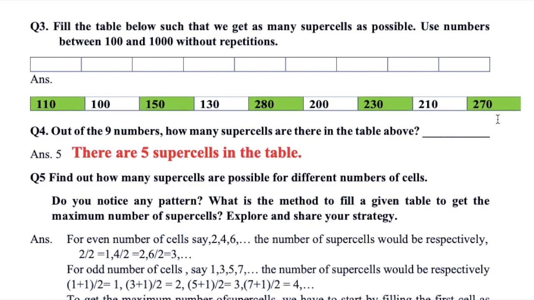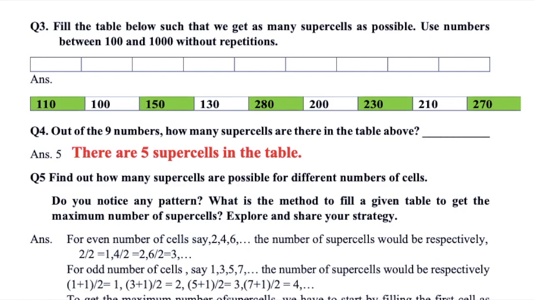Because the next question is asking the same thing. Out of 9 numbers, how many supercells are there in the table? So there are 5 supercells in this table. You can take your own numbers between 100 and 1000, and you can fill the table accordingly. But please remember, the supercell number should be greater than both adjacent numbers. I hope this is clear.